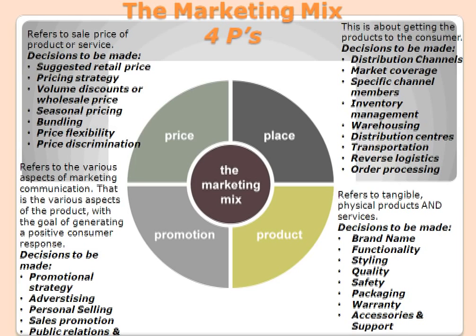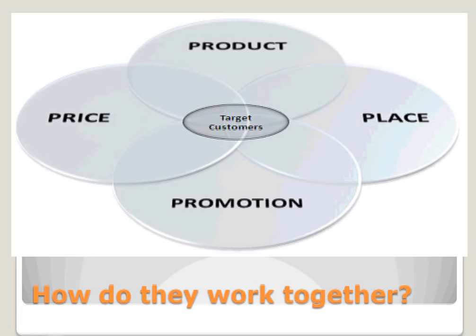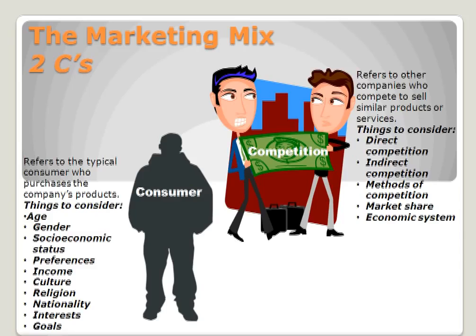So those are the 4 P's, and these 4 P's are the internal factors that a company can control. So what about the 2 C's? The 2 C's are consumer and competition. Consumer is really the target market for a company.